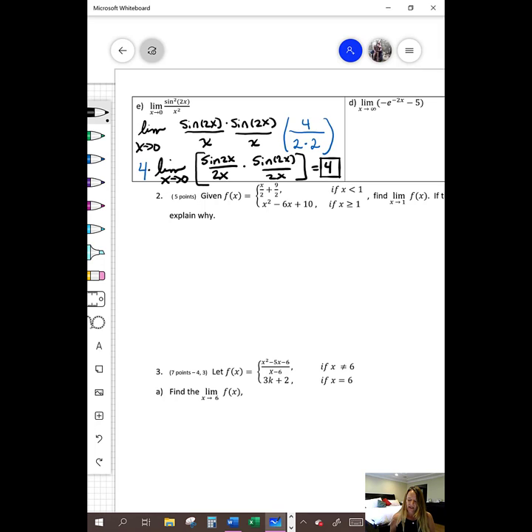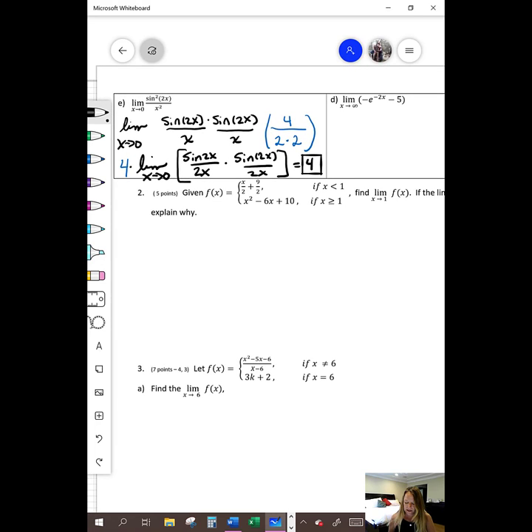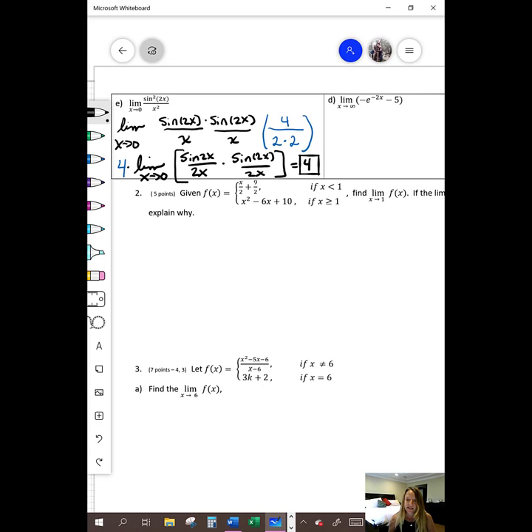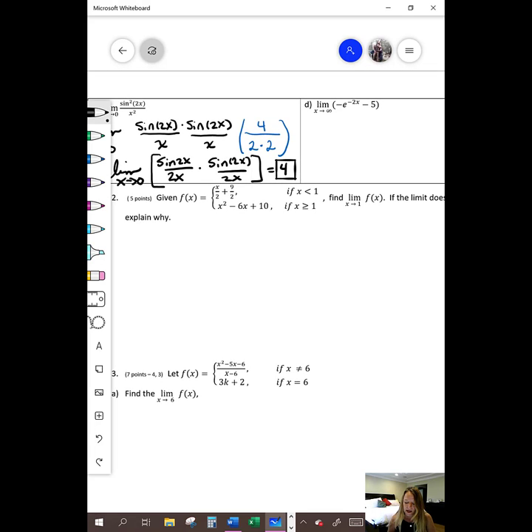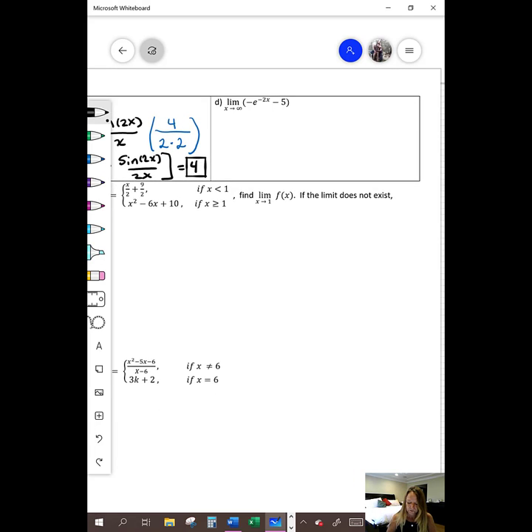So part D, we're looking at the limit as x is approaching infinity of negative e raised to the negative 2x minus 5. Let's go in here and plug in infinity wherever we see an x. Actually, before we do that, let's manipulate our limit a little bit and rewrite e to the negative 2x to have a positive exponent by bringing it down into the denominator. So doing that, we have the limit as x is approaching infinity of negative 1 all over e to the 2x, using rules of exponents, minus 5.